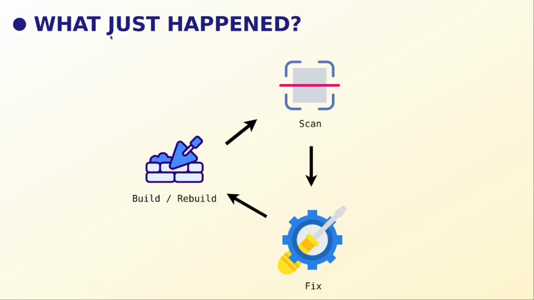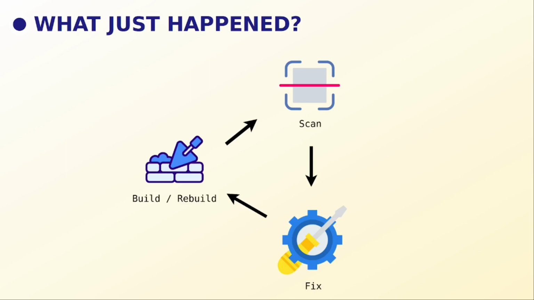What just happened? In the previous demo, we saw a simple but powerful workflow: build, then scan, then fix, then review, and scan. This is called the secure loop. It means security is not something we do only at the end. Instead, we continuously improve security during development.